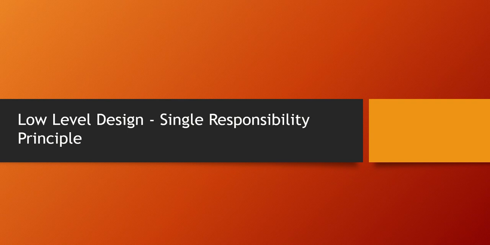So in my today's session, I'm going to explain one of the principles of SOLID called the single responsibility principle. Basically, it comes under low level design, and this is one of the fundamental and most important principles that we should follow during the low level design of our software development. Okay, so let's start with it.